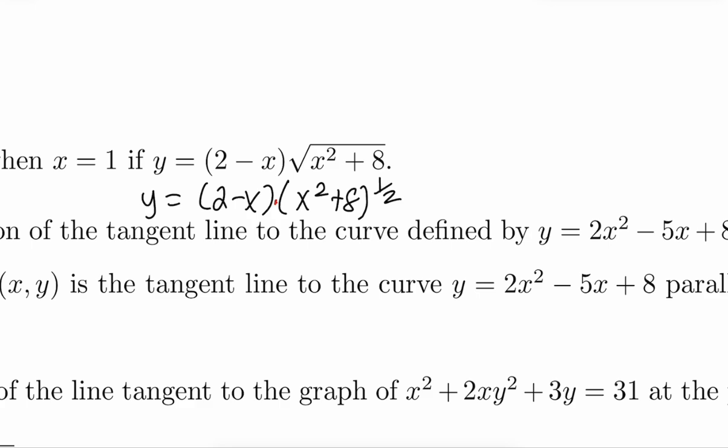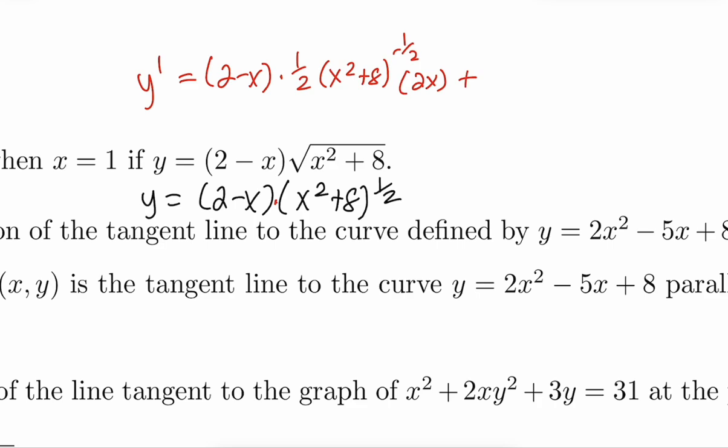Okay, so the derivative: first times the derivative of the second. Well, the second is a thing that's trapped. So power goes down in front, stuff stays, power goes down by 1, times the derivative of the stuff inside. Now we're going to do the second, leave it alone, times the derivative of the first, which is just a negative 1.